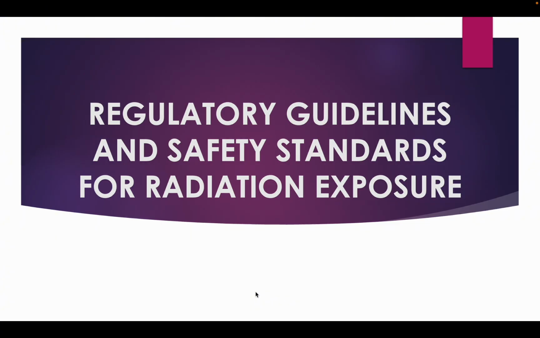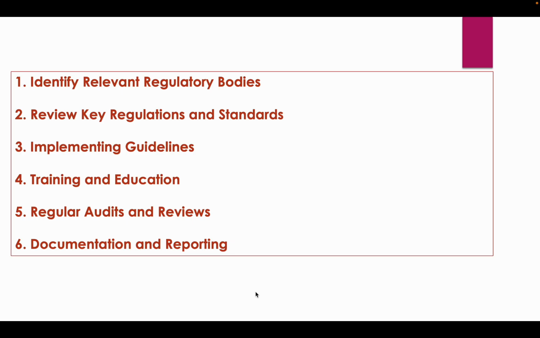we also have the regulatory guidelines and safety standards for radiation exposure. So, here are the 6 guidelines, regulatory guidelines, and safety standards. So, the first one is identify the relevant regulatory bodies. So, we must be aware of the regulatory bodies, or familiarize ourselves with the guidelines from the organizations. Let's say, for example, from the World Health Organization, or whichever regulatory body is in your country.